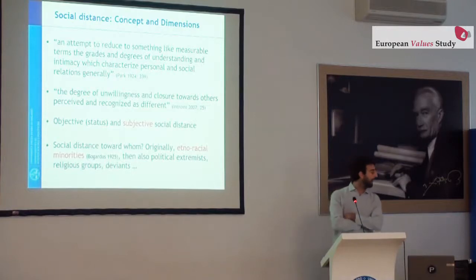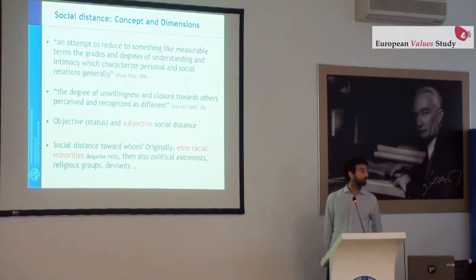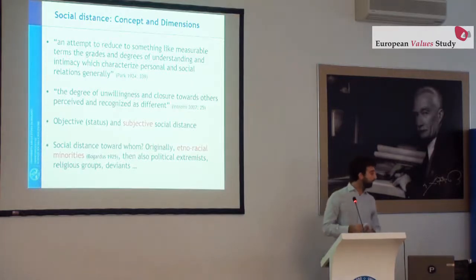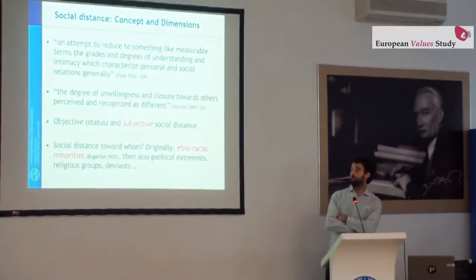The item of social distance has a long history, but the social distance concept has a longer history, because it was first defined by Robert Park and the School of Chicago about one century ago as an attempt to reduce to measurable terms the grades and degrees of understanding and intimacy which characterize personal and social relations generally. Moving to a more empirical definition, we can define social distance as the degree of unwillingness and closure toward other perceived and recognized people.